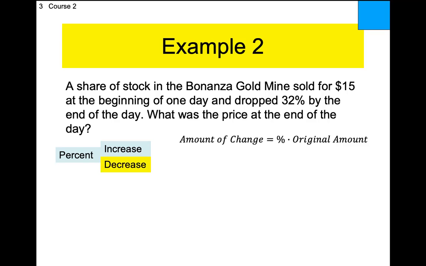Of everything up here, what's the easiest number to tease out of the information? 32. Okay, so that's your percent. You have to move the decimal to get 0.32. That's easy. How much was the price at the start of the day? Just sold for 15. That's your original amount. But the question is, what's the amount of change? I don't know because I don't know the final price.